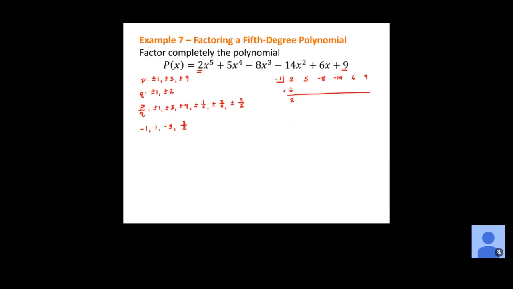Then we multiply. 2 times -1 is -2. 5 plus -2 is 3. 3 times -1 is -3. -8 plus -3 is -11. -11 times -1 becomes +11. -14 plus 11 is -3. -3 times -1 is a +3. 6 plus 3 is 9. And 9 times -1 is -9. And so we do get a remainder of 0 here. Right, so now I know that -1 does indeed work. And so in terms of my list of zeros here, -1 is good.